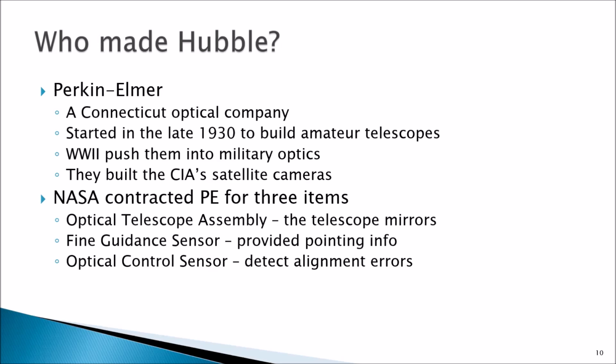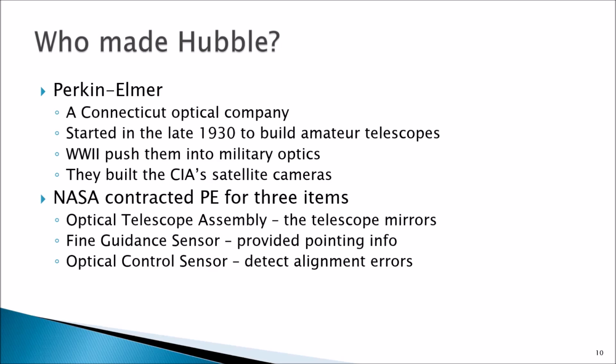Then the war broke out, and World War II pushed them into doing military optics. It wasn't where they started to go. They actually had tremendous success building reconnaissance systems. The most ambitious one of all was they built the CIA satellite cameras that flew in the 70s, primarily in the 70s, but they extended into the 1980s.